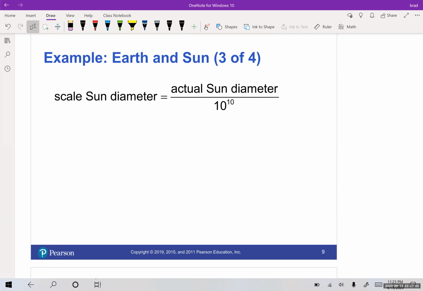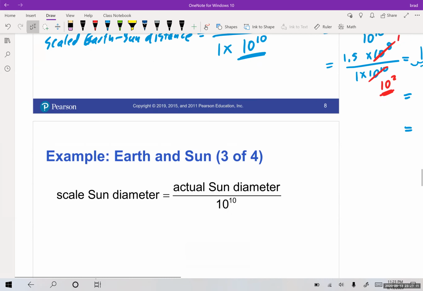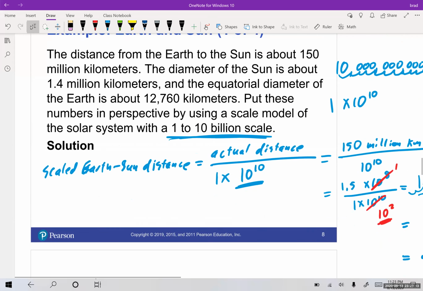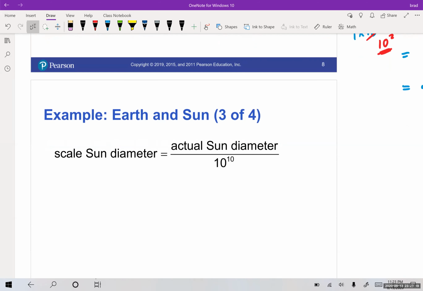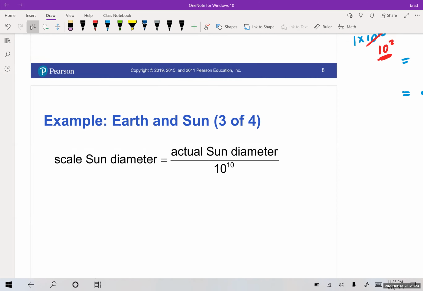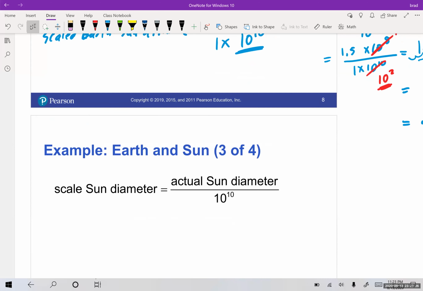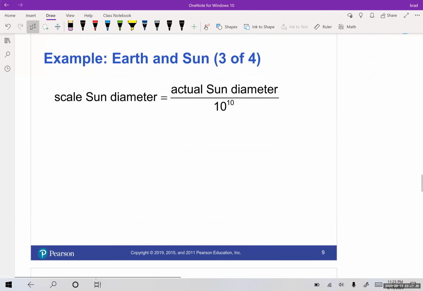Then the next problem says scale sun diameter. Okay, so let me see here. I feel like I'm missing something. Oh yeah, I think I skipped that one. Oh no, I did. So slide 2 is actually the work we just did right now. So, example of Earth and Sun.